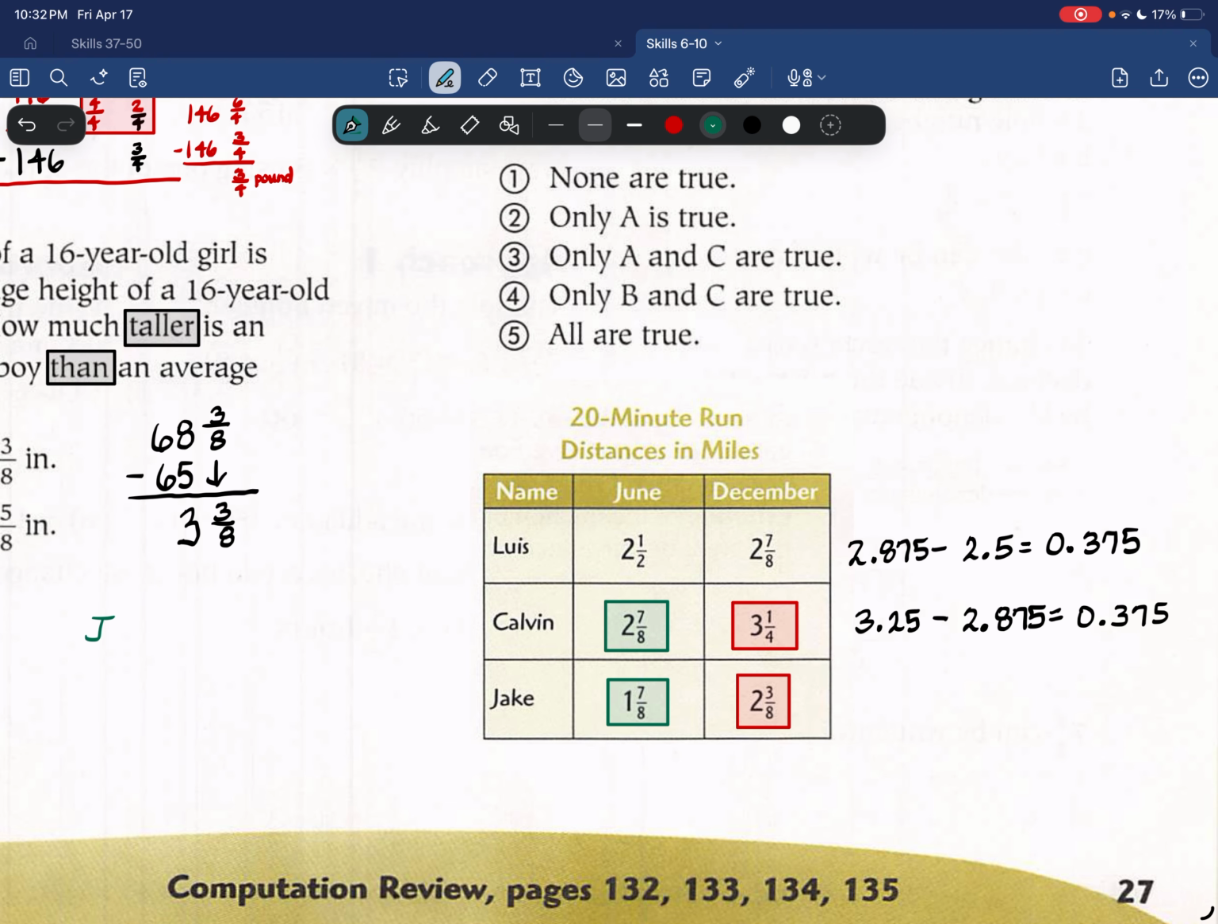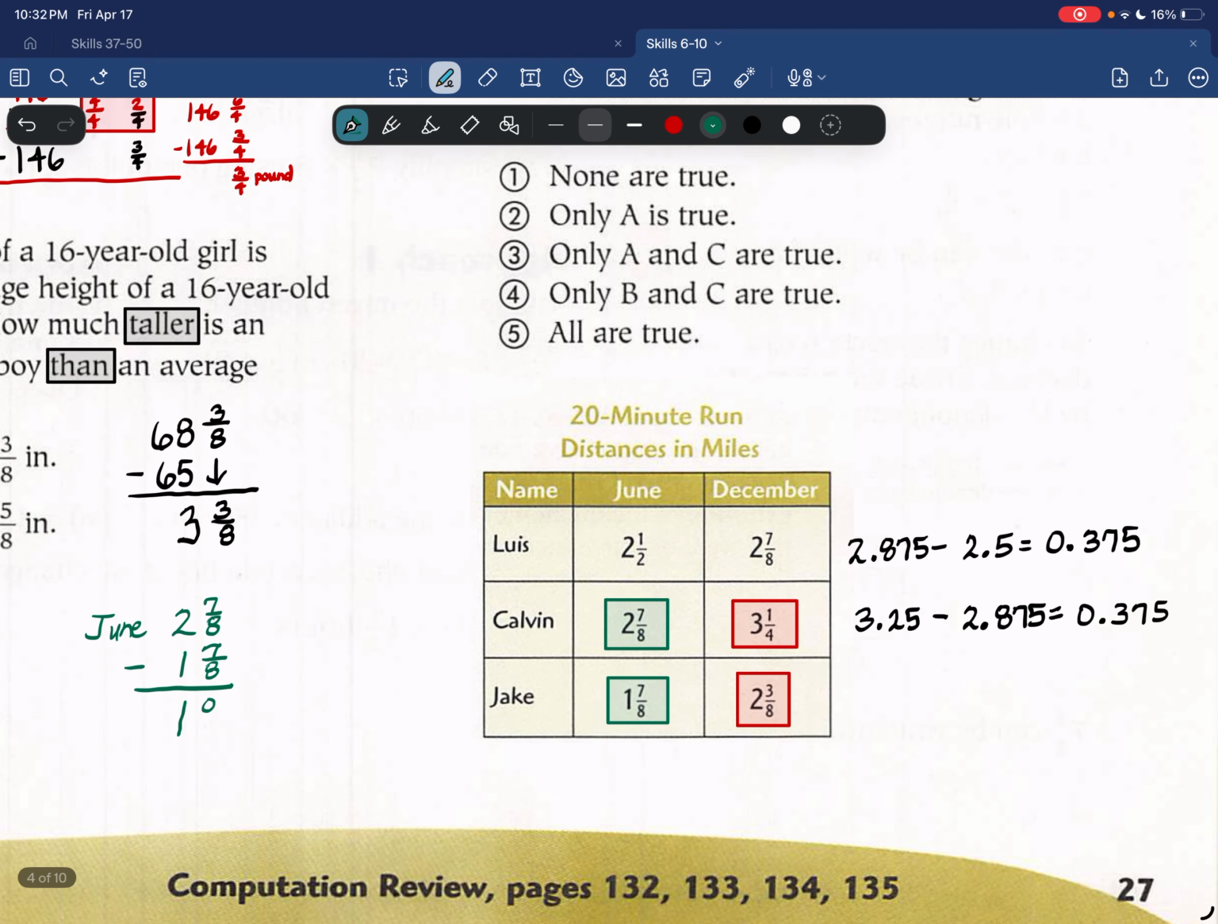I'm going to do the June numbers first. So for June, we have 2 7/8 minus 1 7/8. Actually on this one I don't have to use the calculator, because the fraction is not going to need a common denominator. So 7/8 minus 7/8 is 0. And then 2 minus 1 is 1. And there's no fraction. So we would just say the difference is 1 mile.